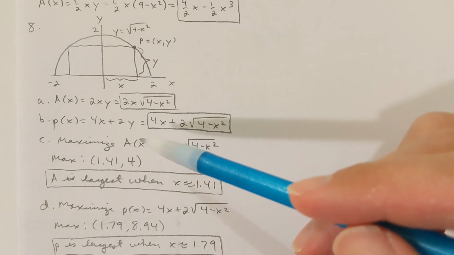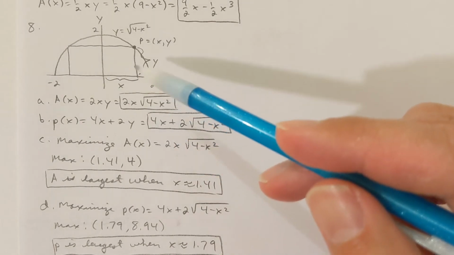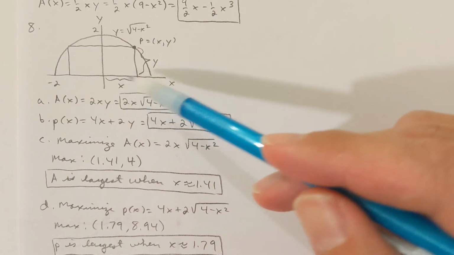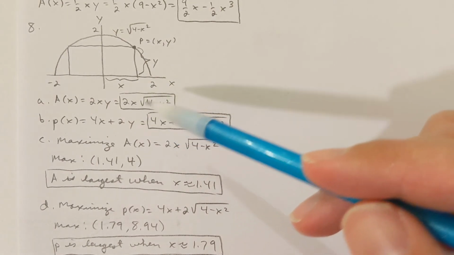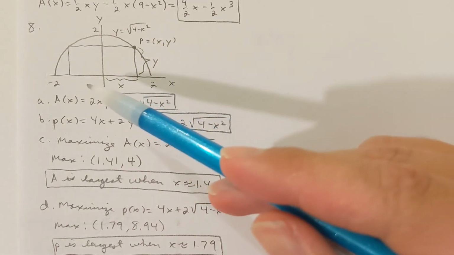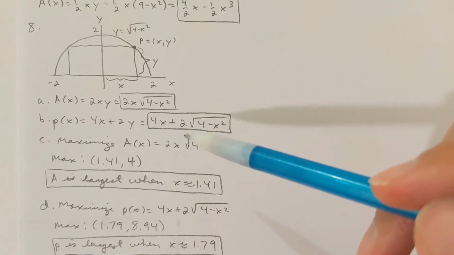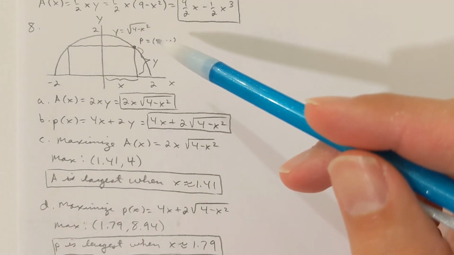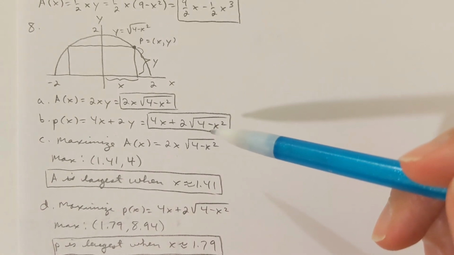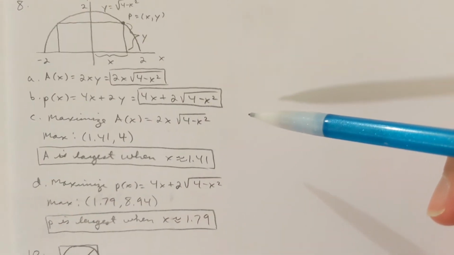The perimeter of the rectangle would be 4x plus 2y. Okay, 4x because x is only covering half the distance. It'd be 2x plus 2y if this whole thing were x and this whole thing were y. Y is the square root of 4 minus x squared. And so the perimeter is 4x plus 2 times the square root of 4 minus x squared.